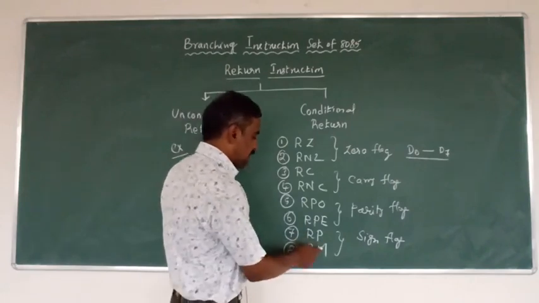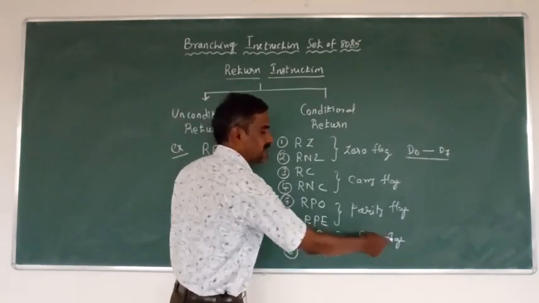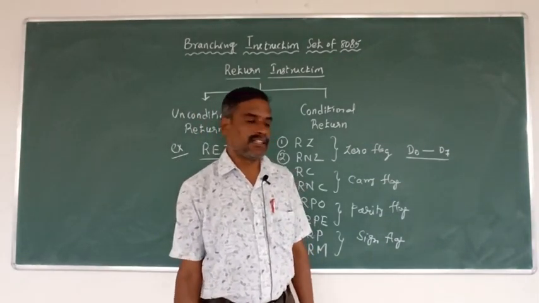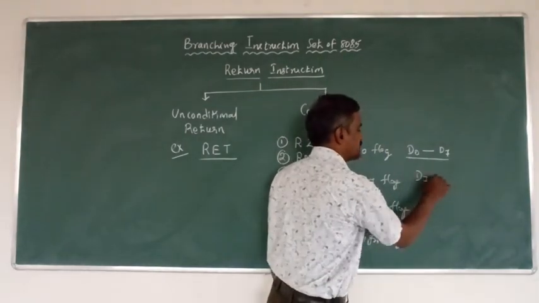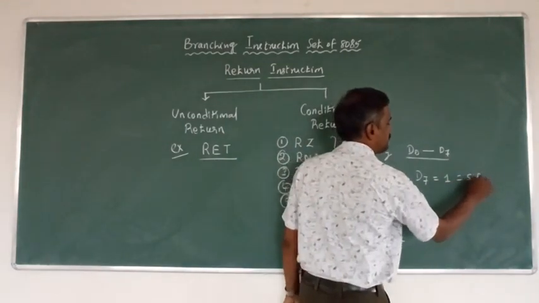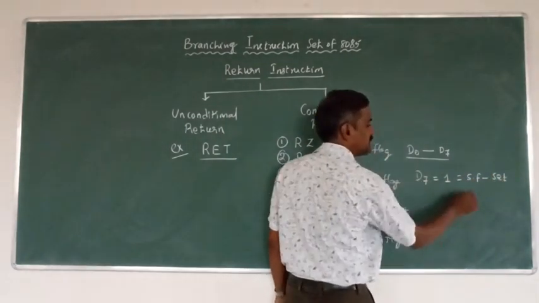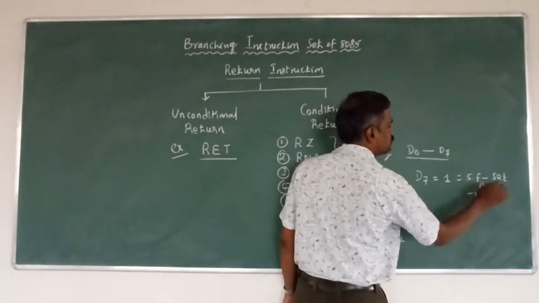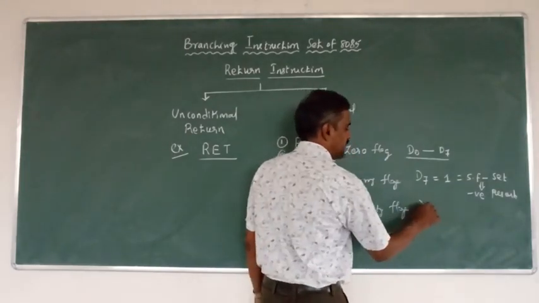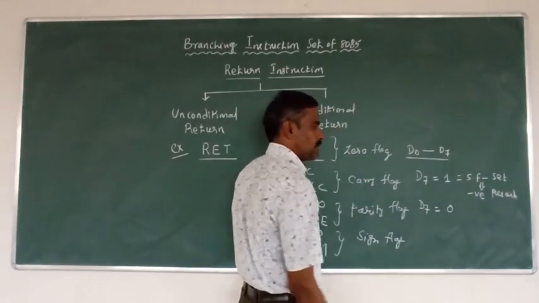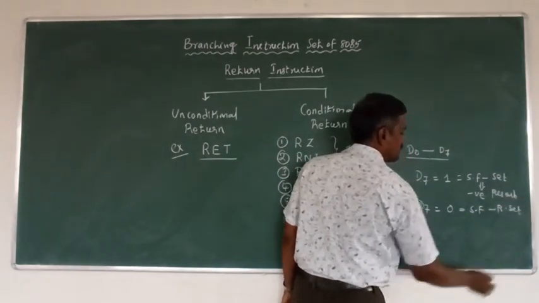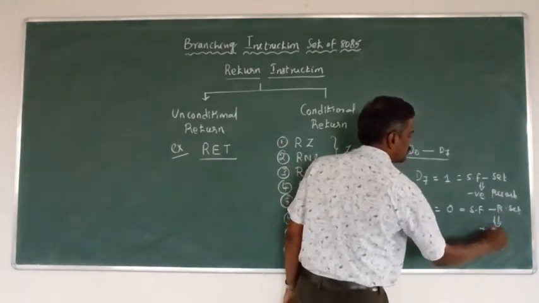Next, RP and RM both come under the sign flag. The sign flag will be set when any ALU result has D7 bit equal to 1. Then the sign flag is set, and that result is a negative result. If D7 bit is 0, the sign flag is reset, and that result is positive.